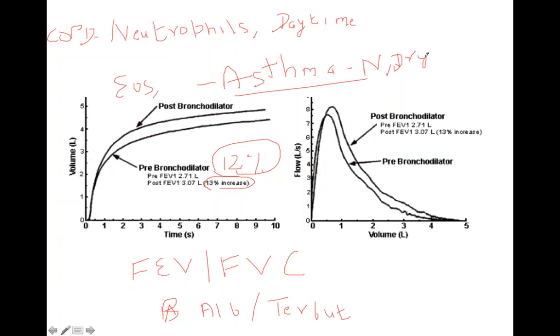Hyperinflation, cor pulmonale, which is right heart failure secondary to some lung abnormality, and chronic hypercapnia are more common in COPD, but rare in case of asthma.